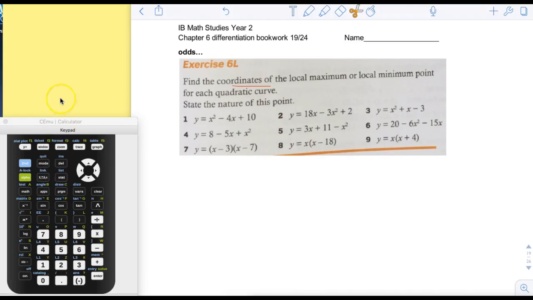Hey, here's a video for page 19. We're going to do the odd problems on this page. So 1, 3, 5, 7, 9.